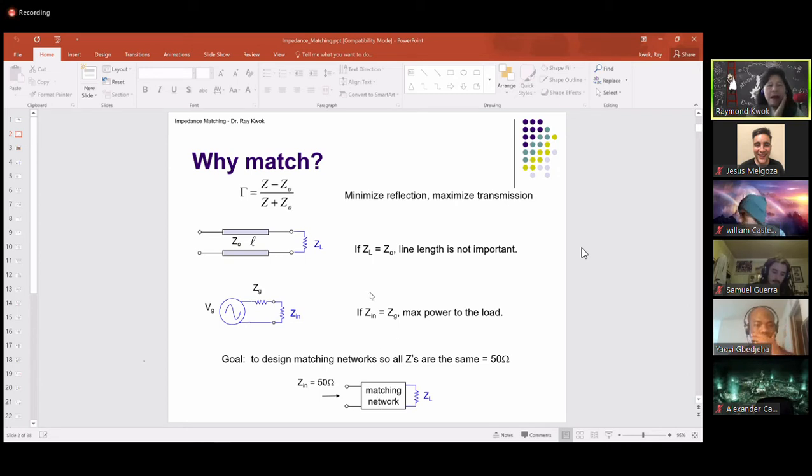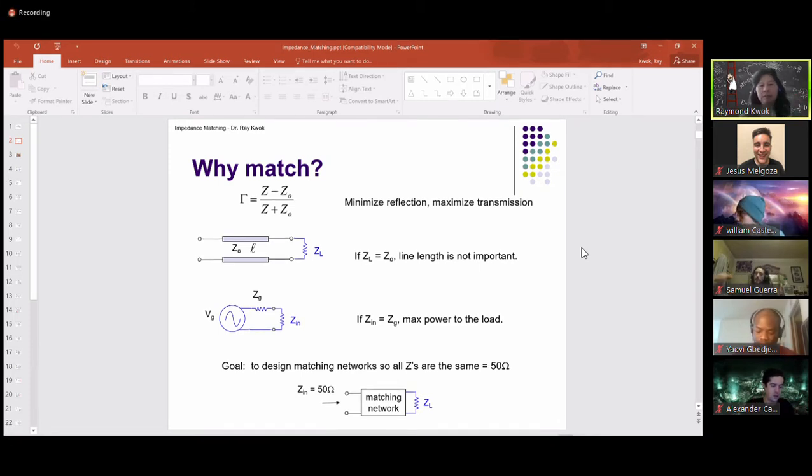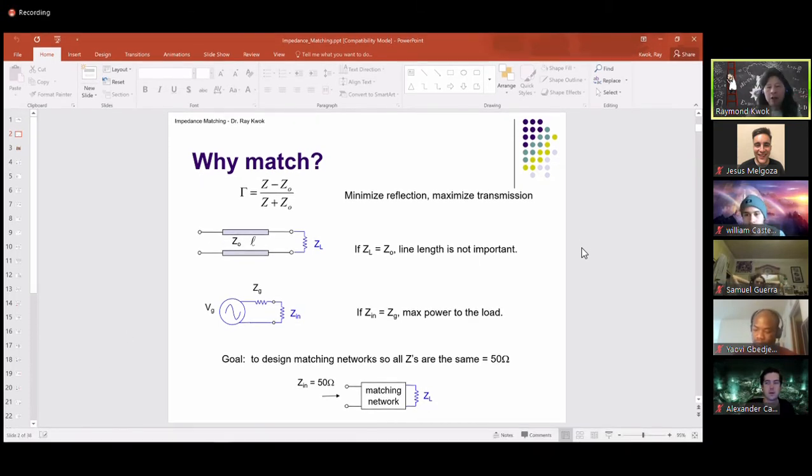So why match? Why do we want to match impedance? Well, we talked about this already, right? We want to minimize reflections, because if the impedance does not match, you always have this gamma, this reflection. That means some of the energy is going to be reflected. You're not maximizing the energy you want to send to the devices, right?